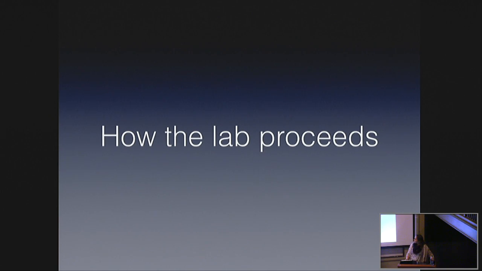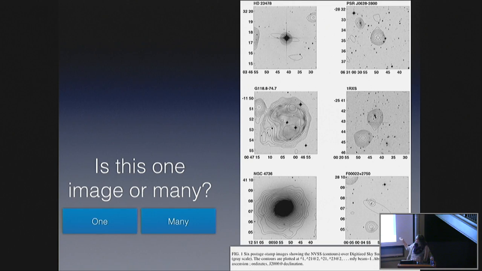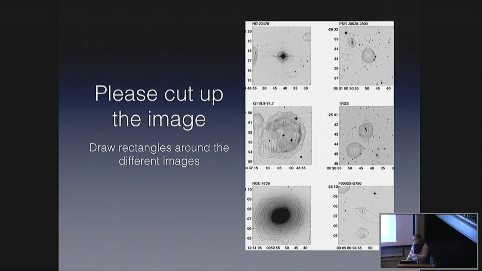And then I described to the students how the lab would proceed. So the first thing they would do is get an image like this, and the first question is: is this image one or many? Clearly, this image here has many sub-images, but not all of them would, and so they would select many, which would take them on to the next step. If it was just one image, they'd skip this step and go on. But here they would have to draw rectangles around the different images, and then these would be put back in the system to be solved again.